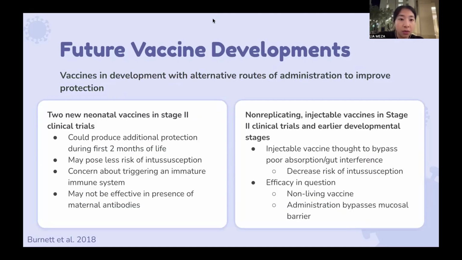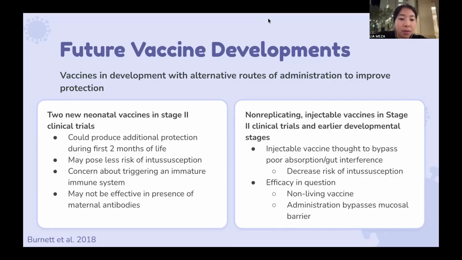And then future developments of the rotavirus vaccine. Most of the vaccines in development differ in their routes of administration, and they're believed to improve protection in infants. So there are 2 new neonatal vaccines that are currently in development, and it is believed that vaccination during the neonatal period could provide additional protection during the first 2 months of life. And also, due to the administration route avoiding the gut, this vaccine may be less likely to cause intussusception.